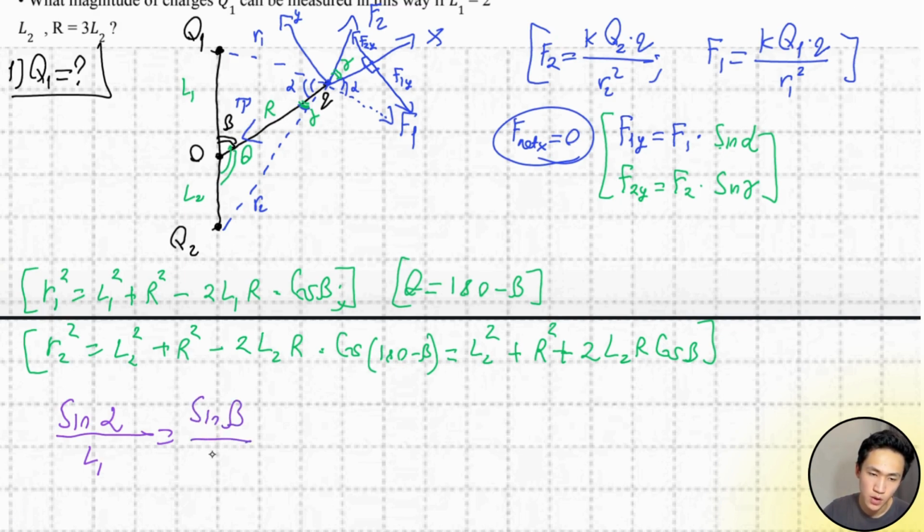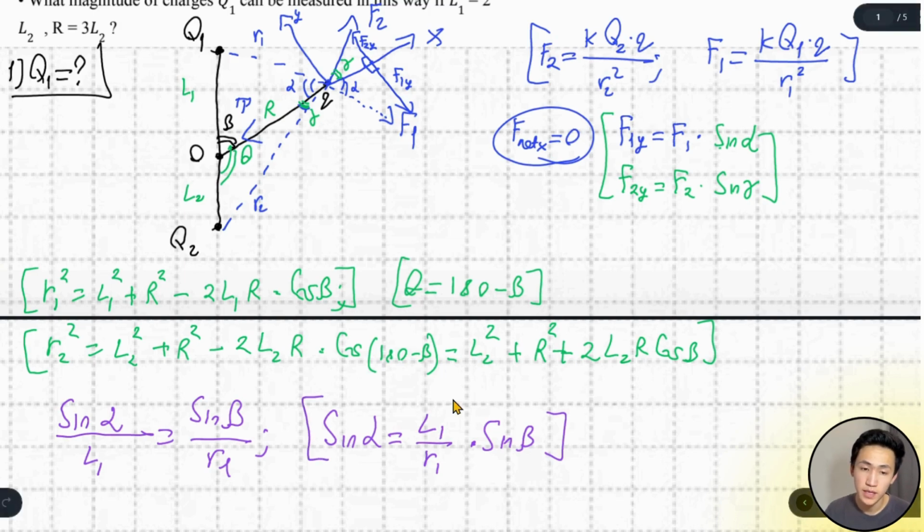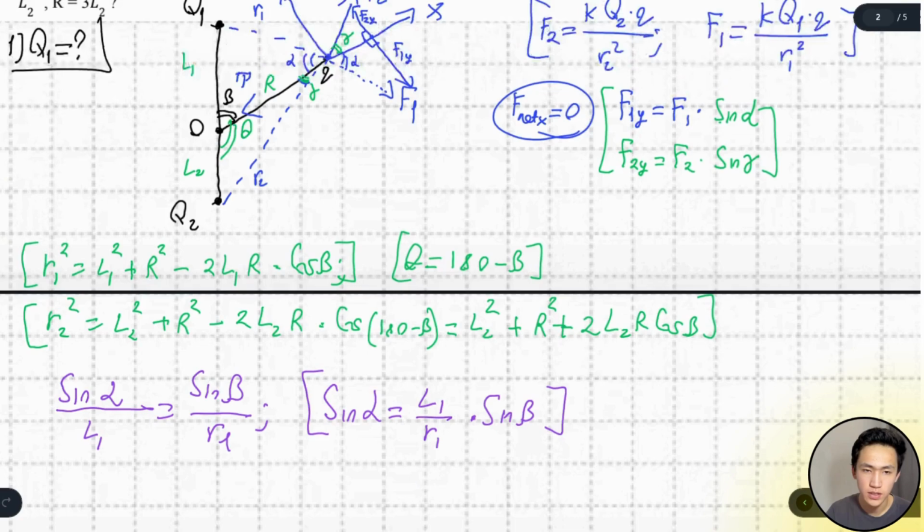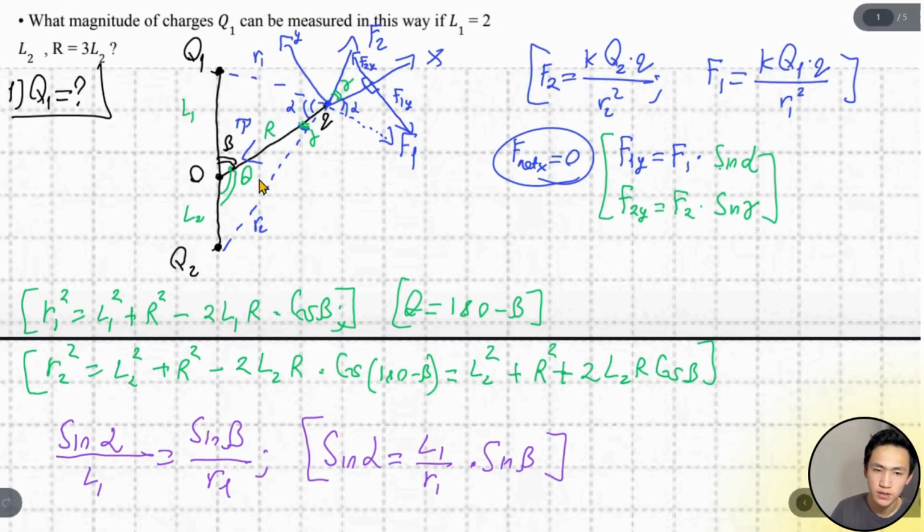Sine beta opposite R1. From this we can find sine alpha. It will be L1 over R1 multiplied by sine beta. Do you agree with me? If not, you can leave a comment. The same scenario applies in this triangle.